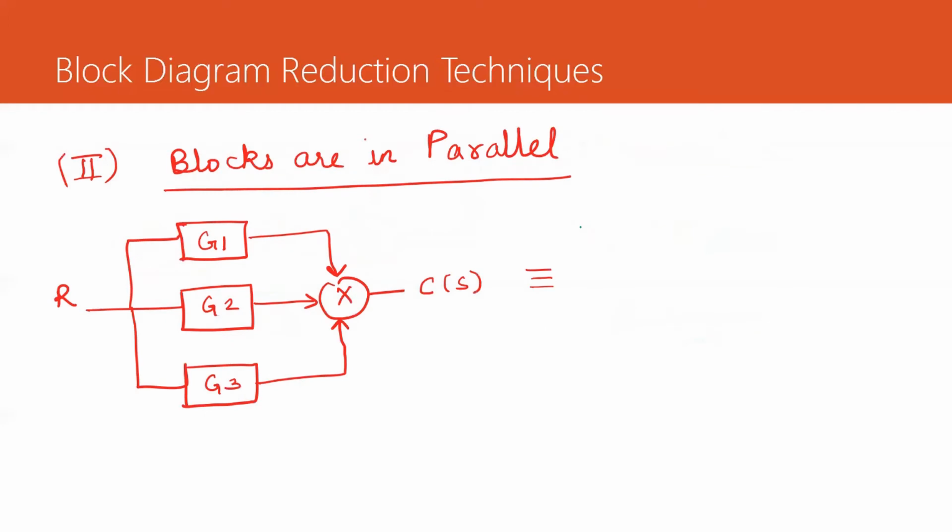Next, suppose the blocks are connected in parallel. Now you can see over here we have one summing block. The purpose of this summing block is to add inputs from multiple paths. Suppose I have an input R, and that input is moved in this direction and in this direction, with again G1, G2, G3, and all are added up at this summing block.